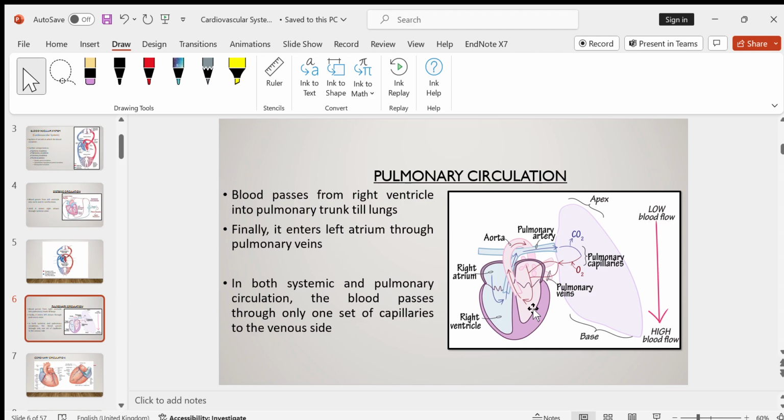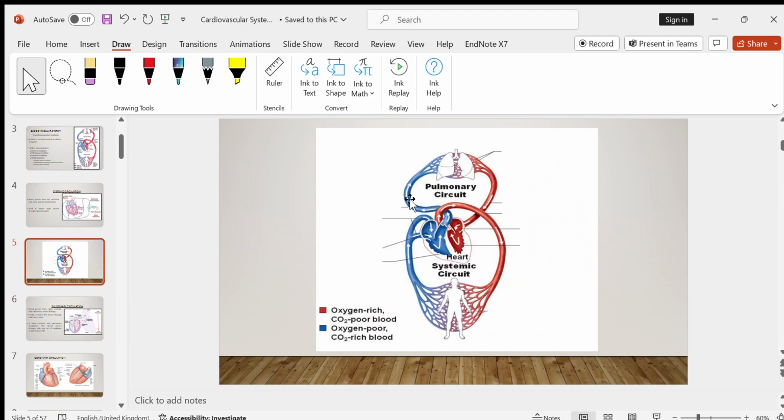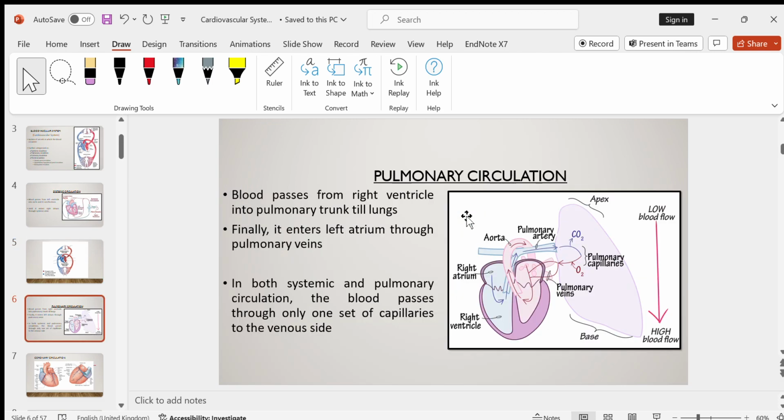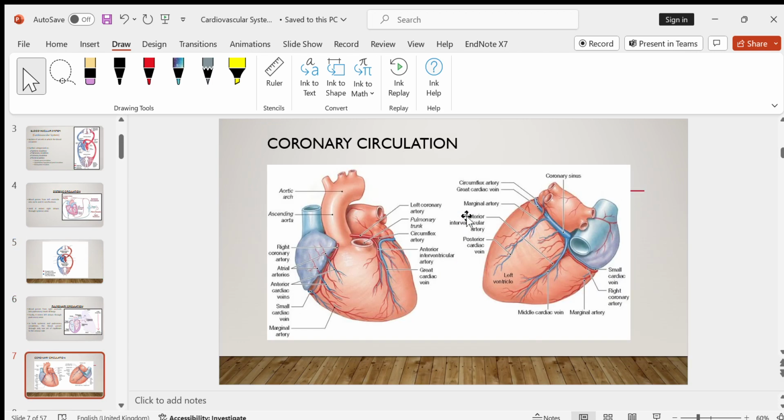So the part of the circuit where deoxygenated blood goes from the right heart to the lungs, then oxygenation occurs, and then the oxygenated blood returns to the left heart, this circuit is the pulmonary circulation. Next is the coronary circulation. As the name indicates, coronary is for the heart. So it is the blood supply of the heart, the circulation around the heart.